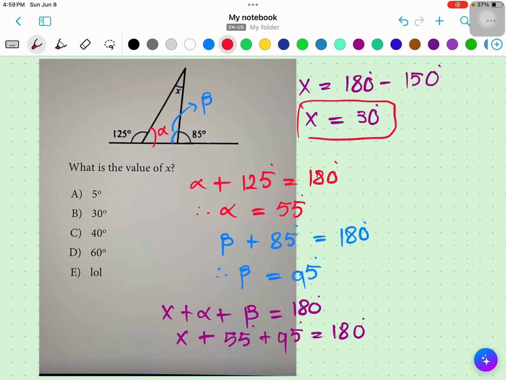X equals 30 degrees is the solution. So the correct answer is B.